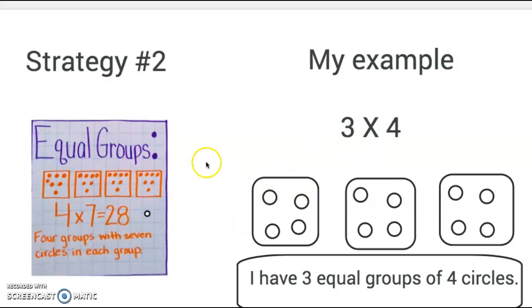Now my example, 3 times 4, I have made 3 equal groups of 4 in each group. 1, 2, 3, 4, 5, 6, 7, 8, 9, 10, 11, 12. My answer is 12.